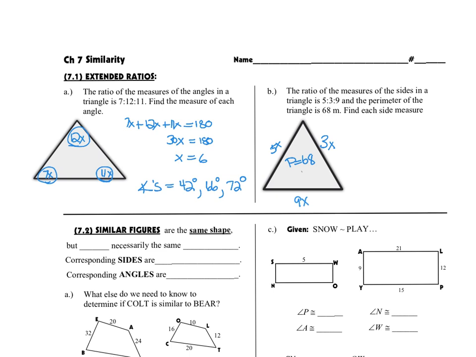And so I'm going to create an equation that has 5x plus 3x plus 9x equal to the perimeter, which is 68. And then I'm going to solve that equation, combine my like terms on the left side. 17x equals 68, and dividing, x will equal 4. And what that will tell us now is that we can figure out our sides. If we take 5 times x, 5 times 4, that's going to give us 20 meters.